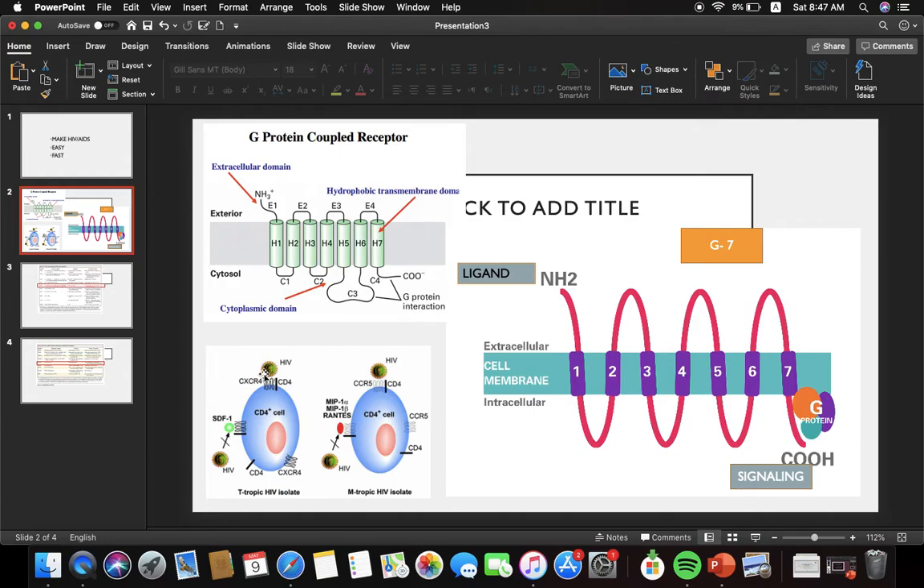If HIV goes inside the cell, it will lead to killing of the CD4 cell. That's why later in the infection you will have a very low CD4 count. But initially it's normal. Why? Because HIV will go inside the macrophage, as it is the M-tropic type. That's it. This is the most important part you should understand.